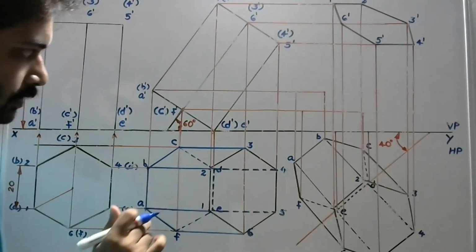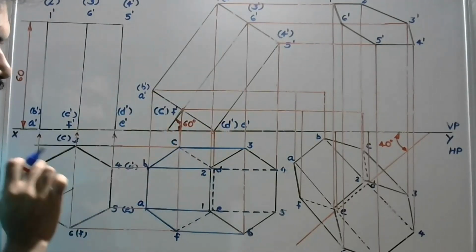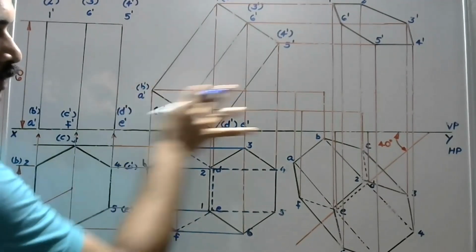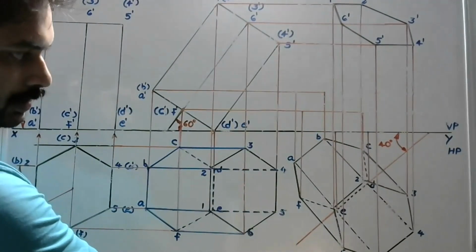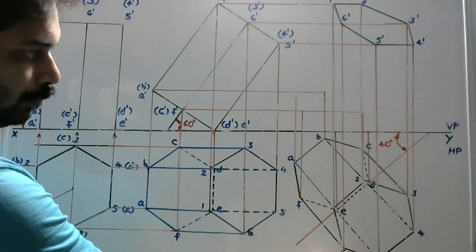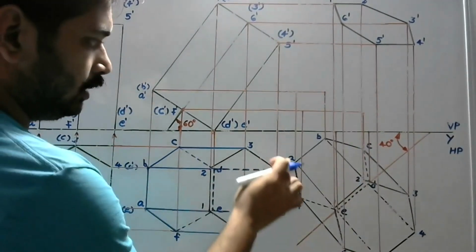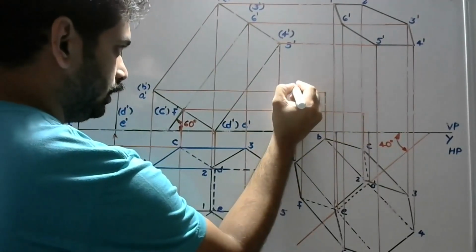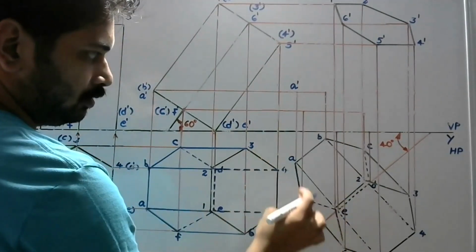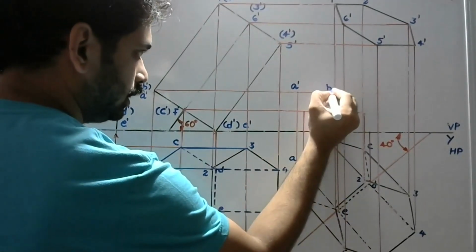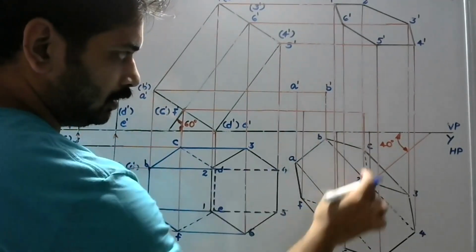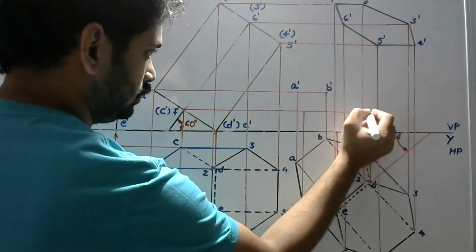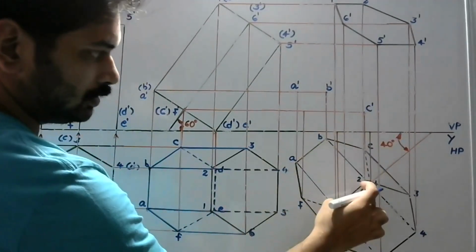Let's mark the bottom hexagon, that is A, B, C, D, E, F. A dash, B dash, C dash, E dash, F dash projected right. Then A, B, C, D in the third top view projected upward direction. A is projected up, A dash projected right side. The meeting point will be A dash. This is B, so we got B dash here. Next, C dash is projected up. This is C dash. Next, D.